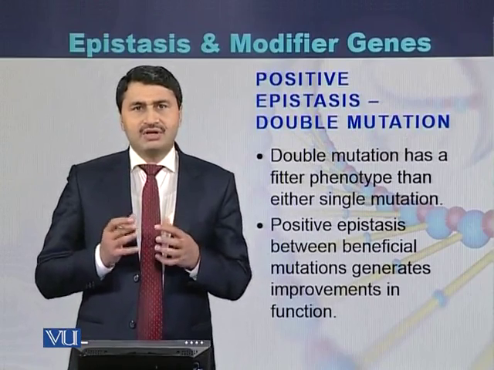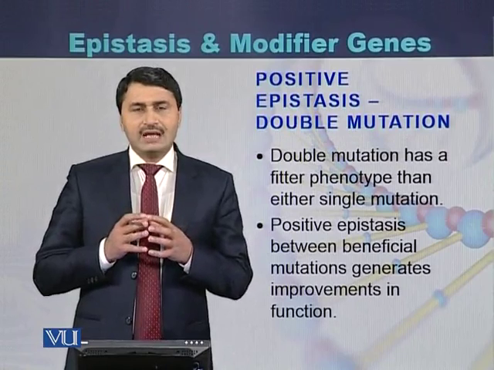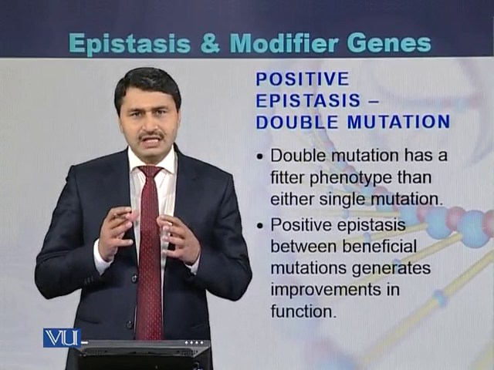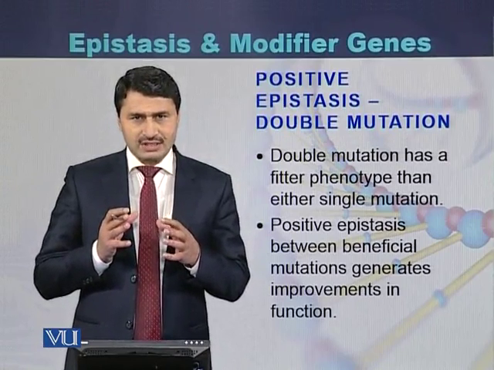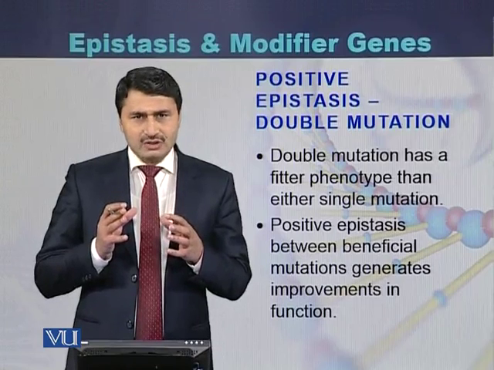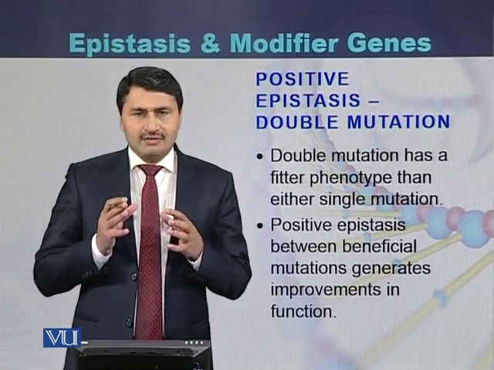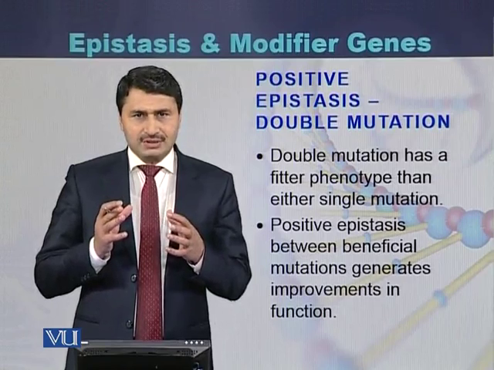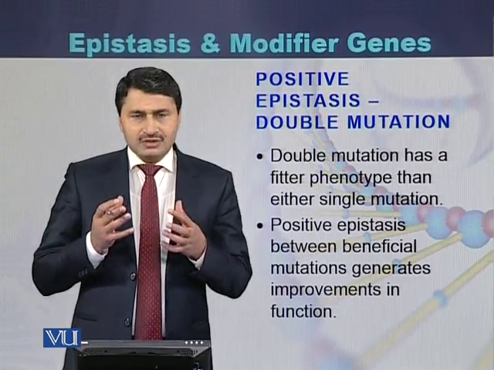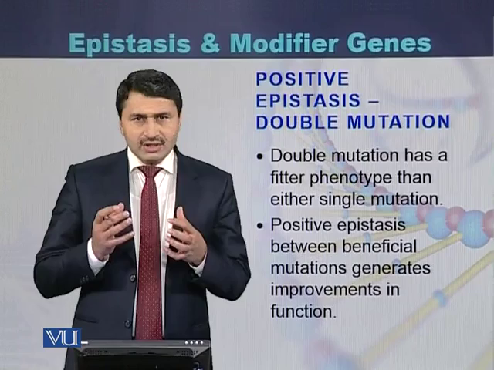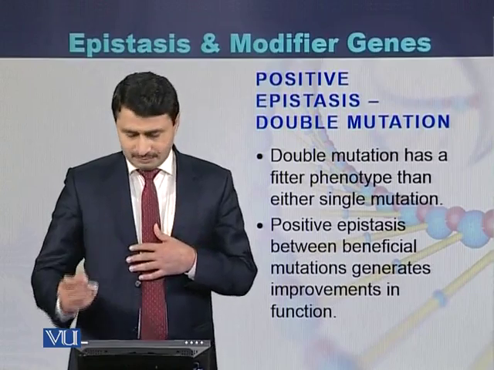Epistasis can be of different types. One type is positive epistasis. In positive epistasis, due to the presence of a double mutation, the phenotype becomes fitter. In such cases, there are some improvements in the functions of the organism.